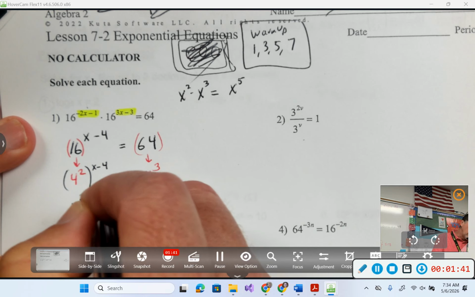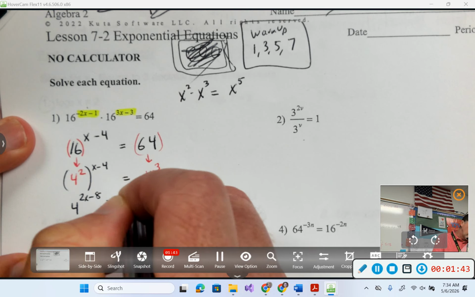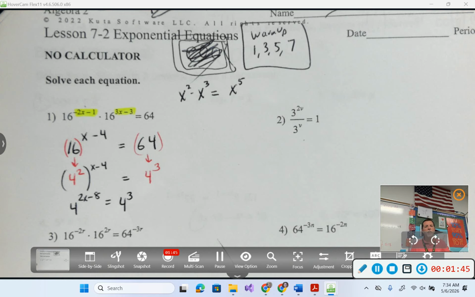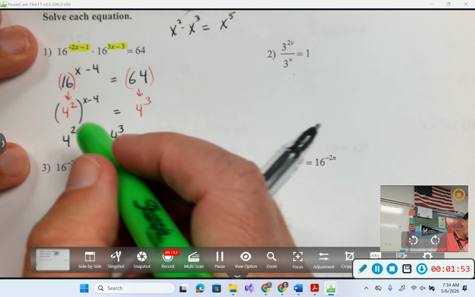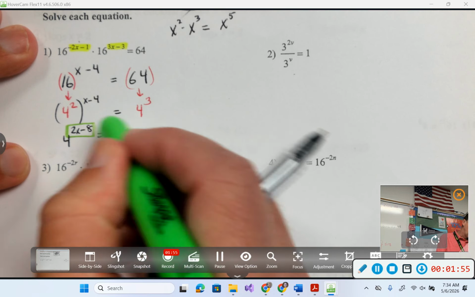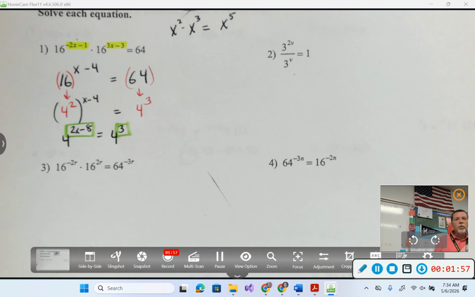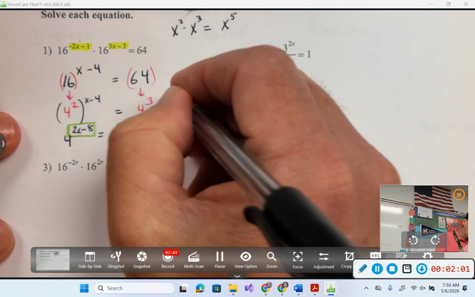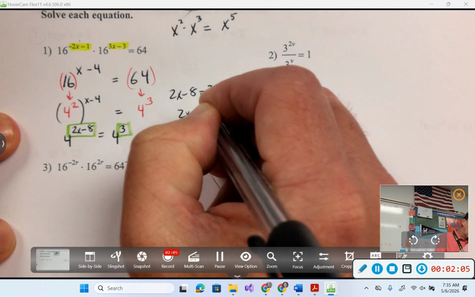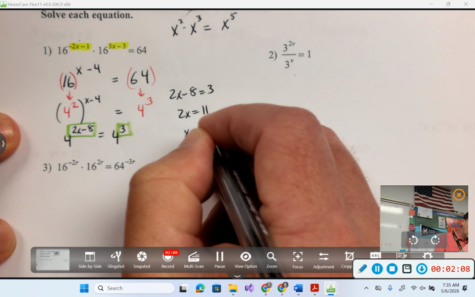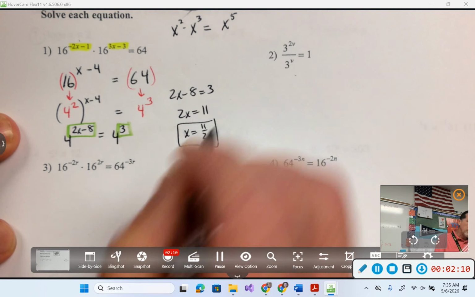Yep, first distribute the 2. And if you make it this far, this is where you don't have to really understand exponents to know what your next step is going to be. I mean, if 4 to something equals 4 to something, the two somethings got to equal each other. So add 8 to the other side, divide by 2, 11 halves.